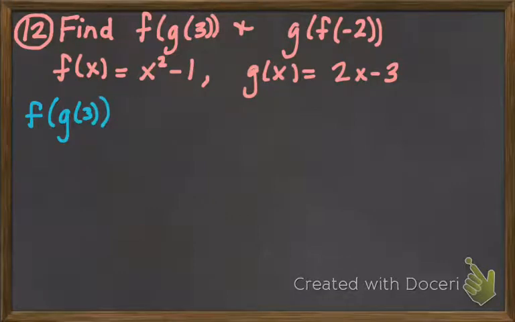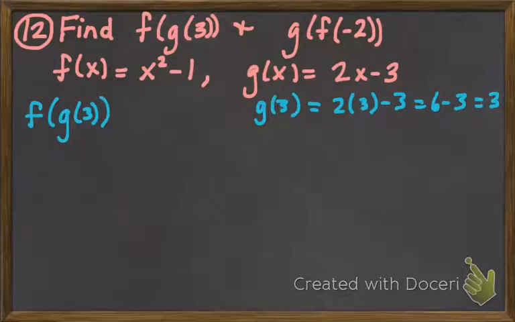Well, the first thing, when you think PEMDAS, is start on the inside. So let's step over here to the side and figure out what g of 3 is. So g of 3 is equal to 2 times 3 minus 3. Well, that would just be 6 minus 3, which is obviously 3.